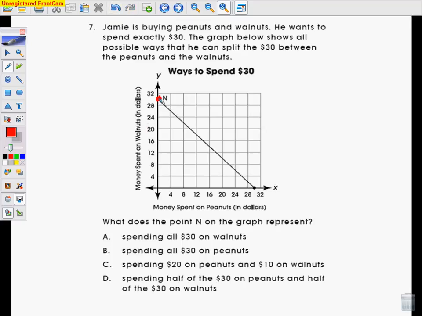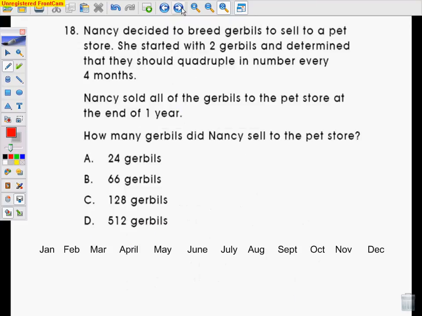Here's point N. Point N, if you notice, is 30 here on the y-axis. So that means we spent $30 on walnuts, and it is 0 on the x-axis. So we spent all of our money, because we only had $30 to spend. We spent all of our money on walnuts. So he spent all $30 on walnuts, which is choice A. All right. Number 18.